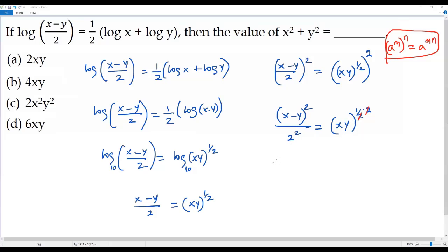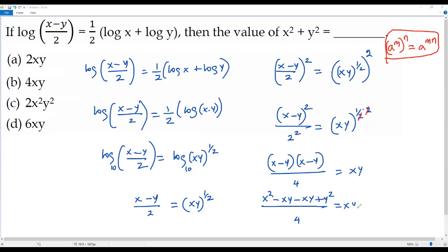Also (x − y)² can be written as (x − y) times (x − y) over 2², which is 4, and here we have xy to the first power, which can be simply written as xy. Now we can multiply (x − y) times (x − y). So x times x is x², x times negative y is negative xy, and negative y times x is negative yx, or also negative xy. And negative y times negative y will become positive y², over 4 equals xy.